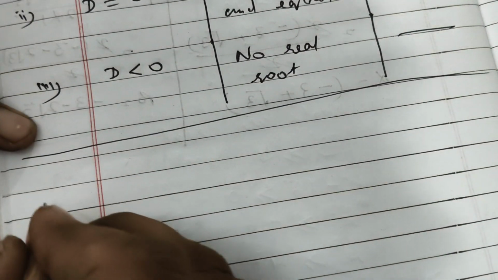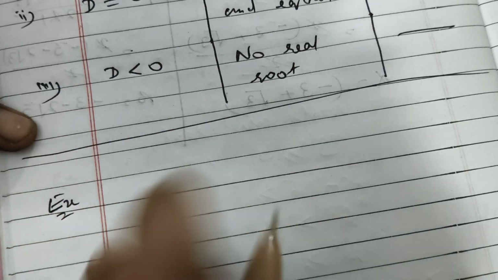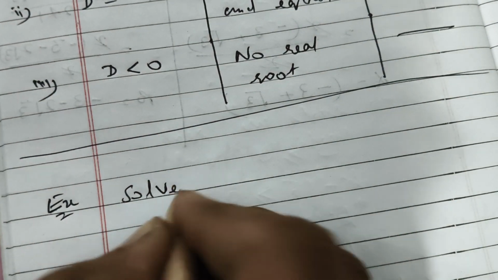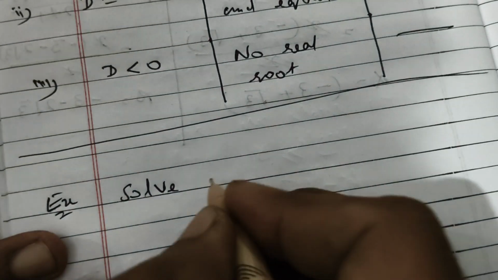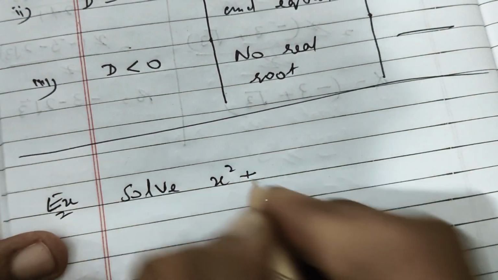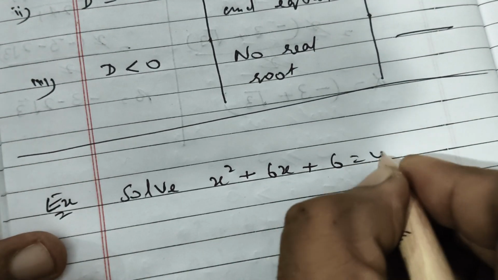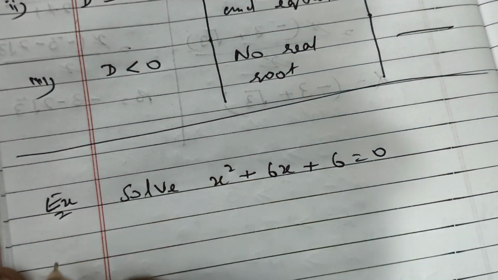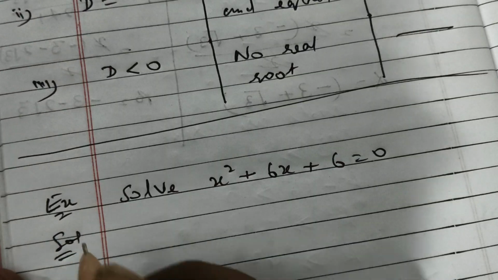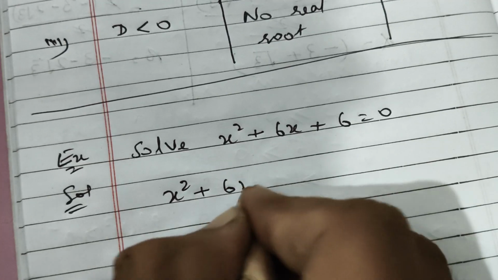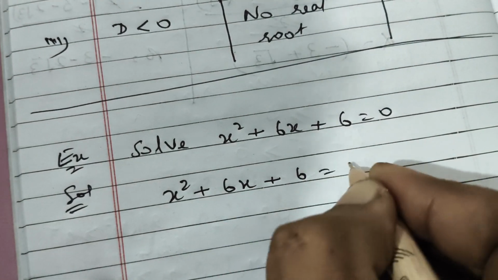Let's start some examples. Solve or find the roots of the quadratic equation x square plus 6x plus 6 is equal to 0. We will do it by quadratic formula. x square plus 6x plus 6 is equal to 0.